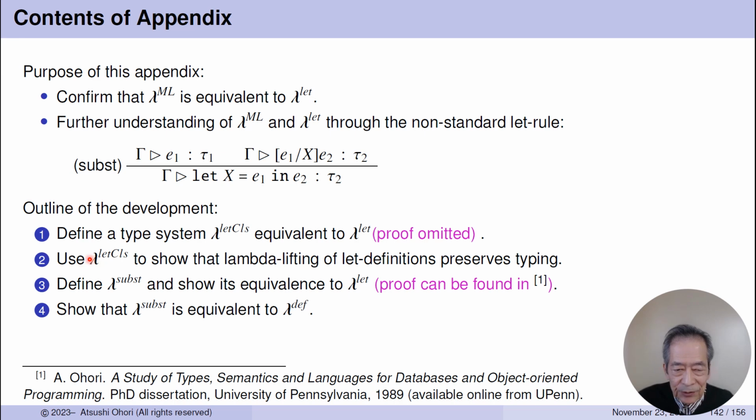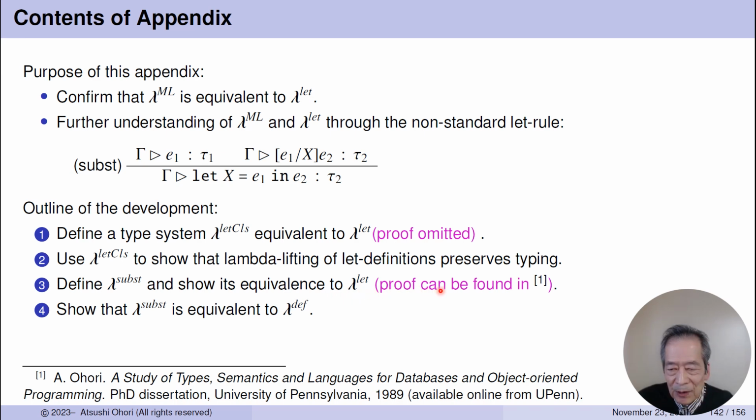Second, use this lambda-let CLS to show that lambda-lifting of let definitions preserves typing. Third, define lambda-subst, that is, the type system of lambda terms extended with the let construct of this rule, and show its equivalence to lambda-let. This must be verified because this step is an important step to obtain this equivalence. But again, this proof is rather involved.